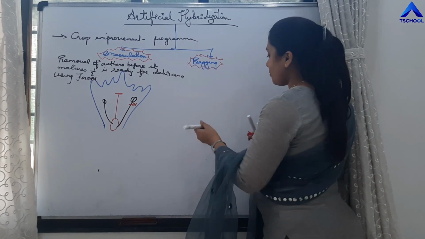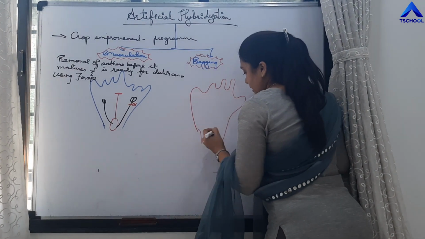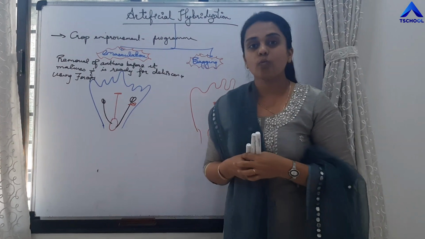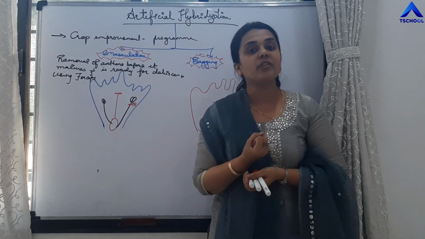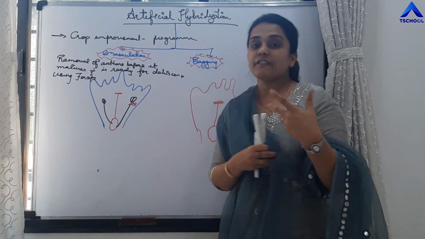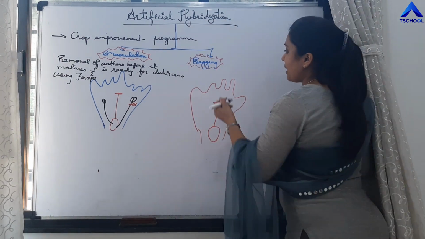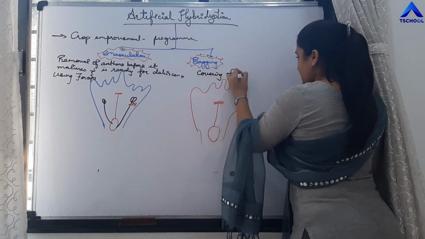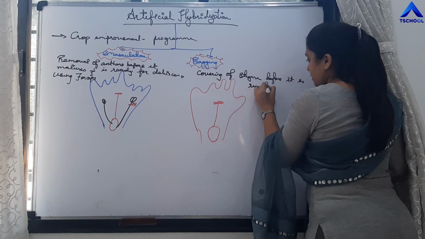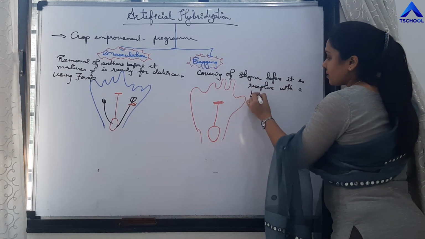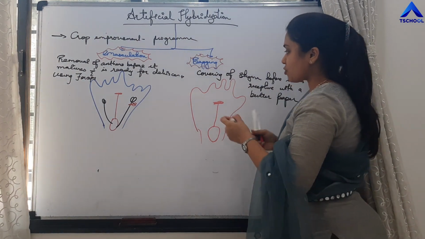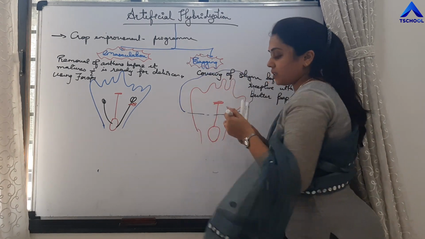So this is one flower, and say this is another flower which has the stigma, style and ovary, right? This stigma is not receptive right now. So we are covering the stigma with a paper, might be a butter paper, which is commonly used and preferred. Covering of the stigma before it is receptive with a butter paper, that technique is called the bagging technique. We are covering this entire stigma part with a butter paper.